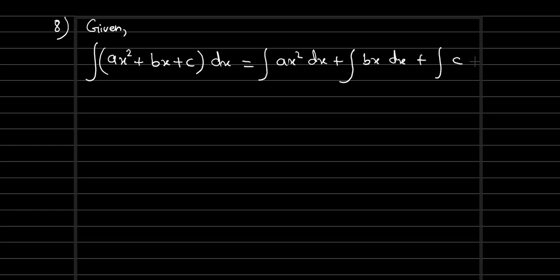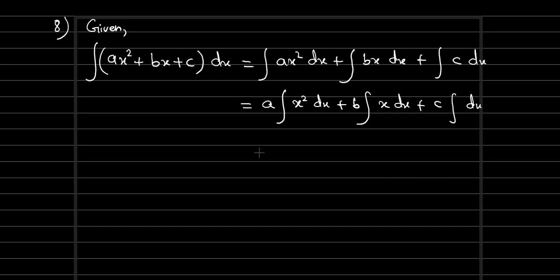Plus integral c dx. Okay, here a, b, c are the constant terms. We can take them outside. See, the derivative is in terms of x, right? So here x square, x is the only function. Other than x, if you have any other variable, you can take it outside. Here a, b, c are constants, so we can take them outside. So a integral x square dx plus b integral x dx plus c integral dx.